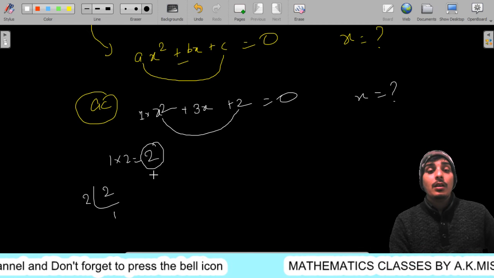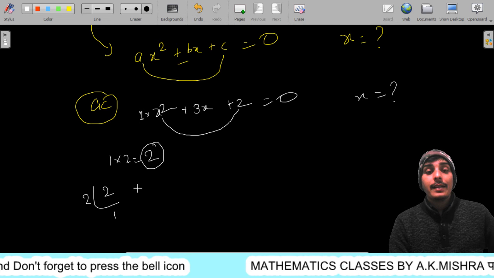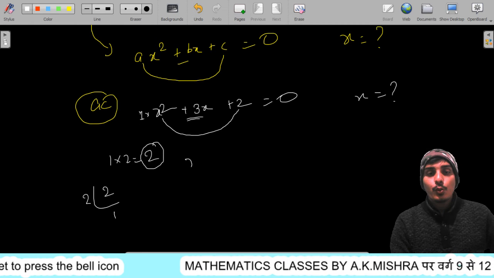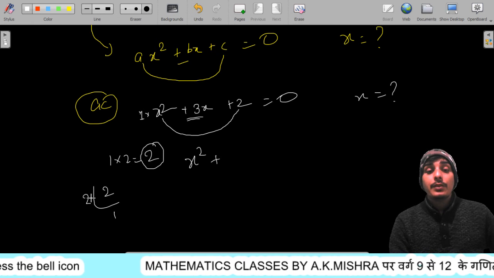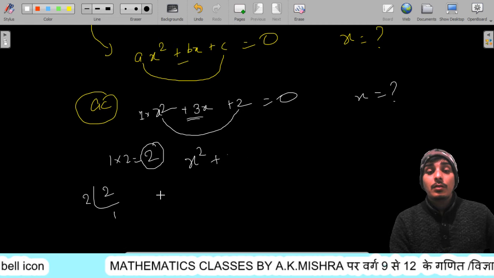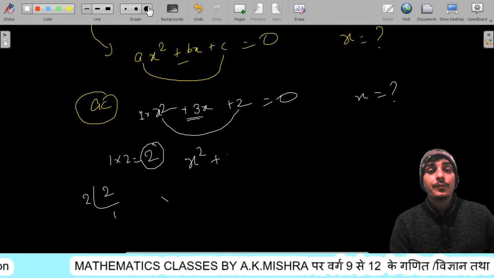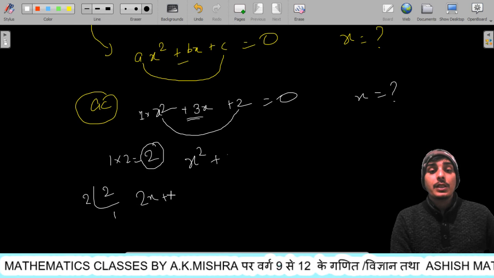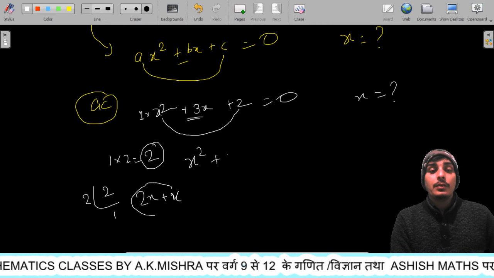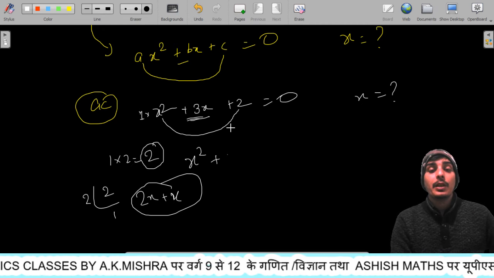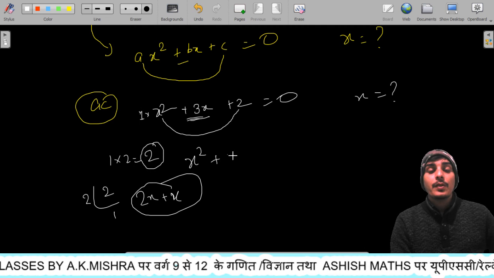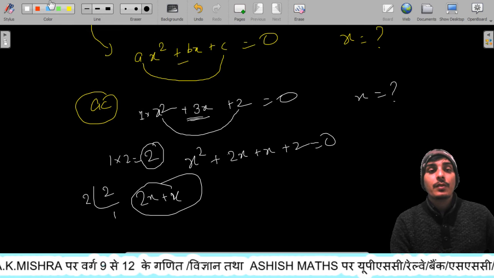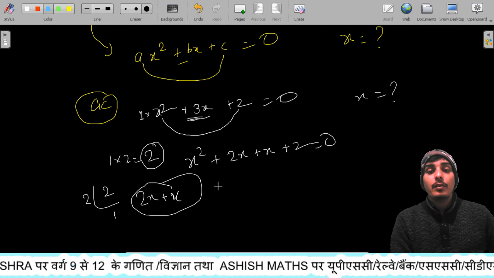And after adding and subtracting you have to find the value of 3x, right? So x square plus, if you take the pair 2x plus 1x, after adding you will get 3x, and after multiplying you will get 2x square. So x square plus 2x plus x plus 2 equal to 0, guys, right? I hope you are getting it very well.